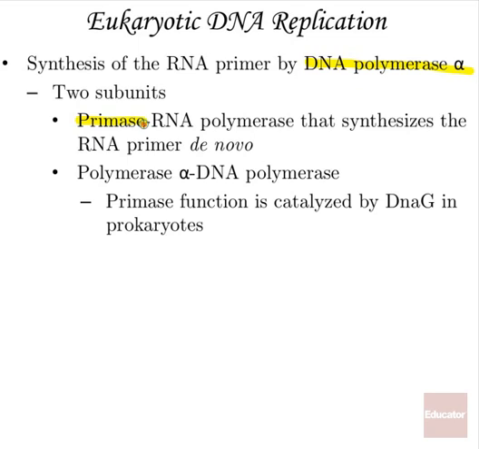All right, so then we have the second part of the DNA polymerase alpha, which is the DNA polymerase part of that, and that is where we actually have the synthesis of DNA nucleotides instead of the RNA nucleotides. In prokaryotes, we have the primase function being catalyzed by DnaG.